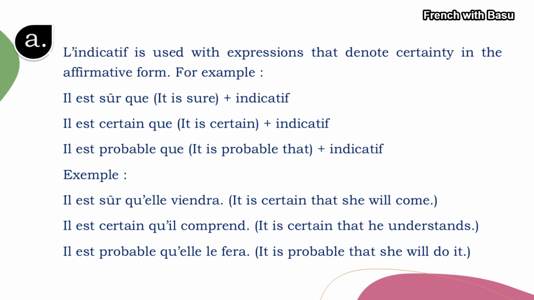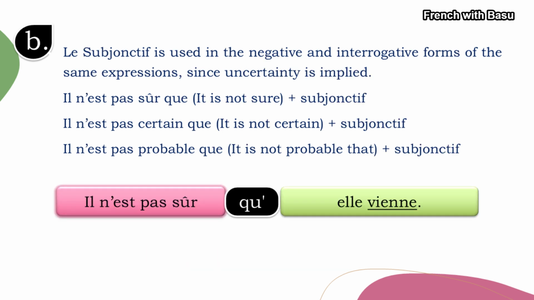Il est sûr qu'elle viendra. Il est certain qu'il comprend. Il est probable qu'elle le fera. B. Le subjonctif is used in the negative and interrogative forms of the same expressions, since uncertainty is implied.